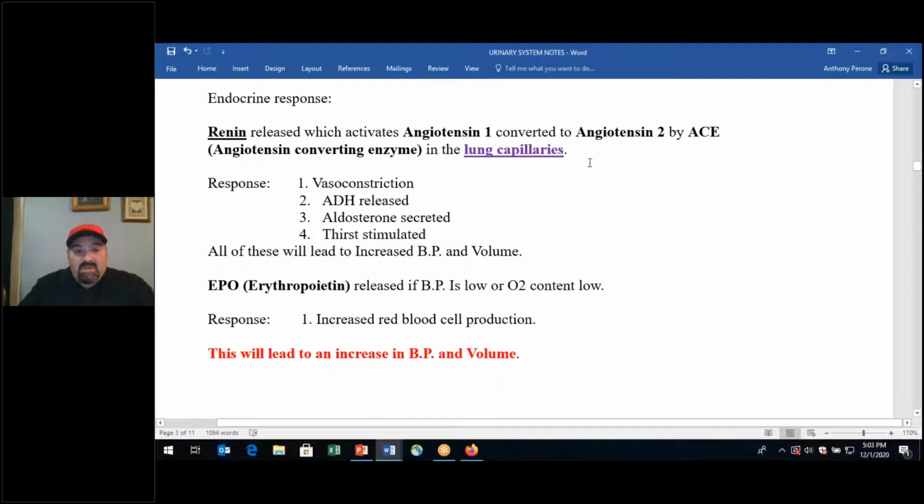We can have blood pressure medication to reduce blood pressure by affecting ACE, angiotensin converting enzyme. So we can have an ACE inhibitor, or we can have an angiotensin receptor blocker. If you block the receptors for angiotensin, then you're also going to stop this whole process that can lead to an increase in blood volume, therefore increasing blood pressure.